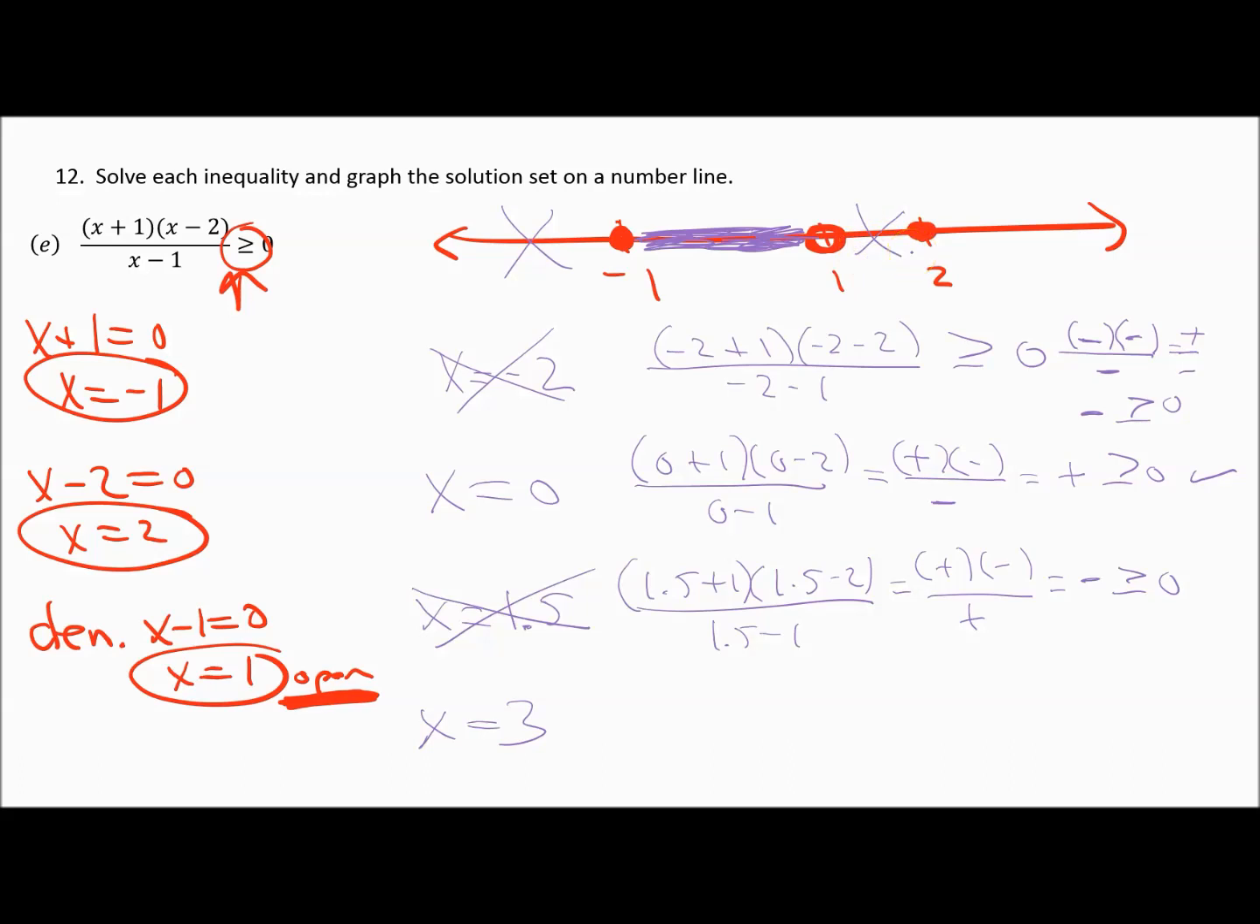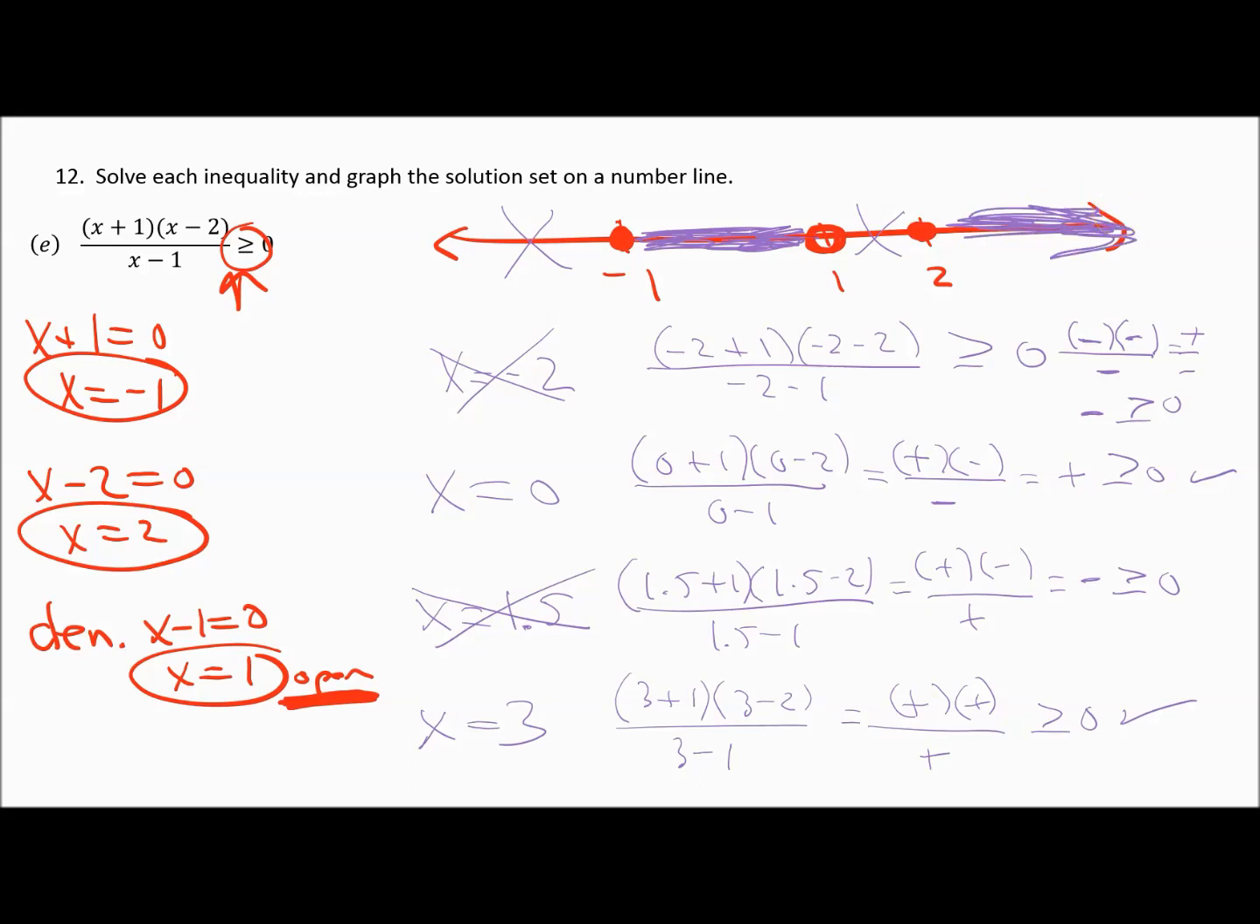And then finally, we'll plug in 3 to check this interval on the right. So (3 plus 1) times (3 minus 2) divided by (3 minus 1). 3 plus 1 is a positive number. 3 minus 2 is a positive number as well. Denominator is also positive. All that's positive, which is greater than or equal to 0. So this is included in our answer.